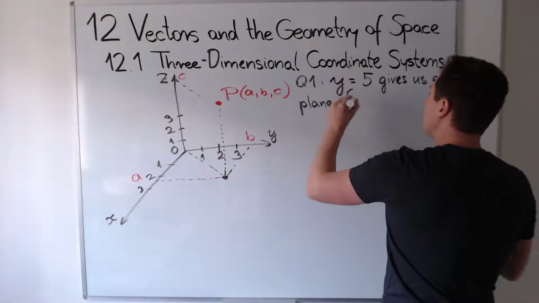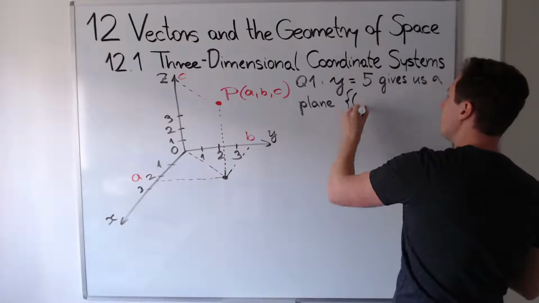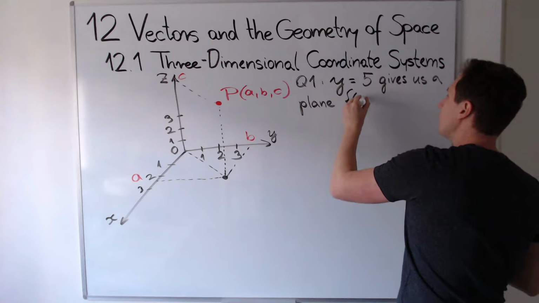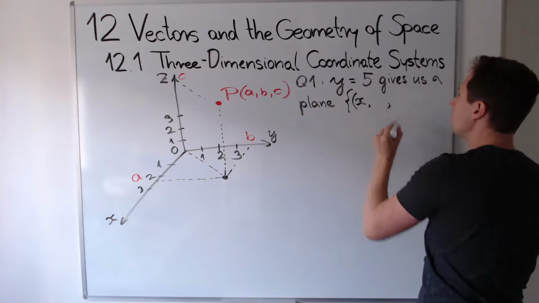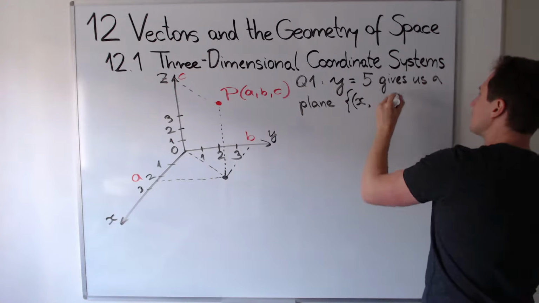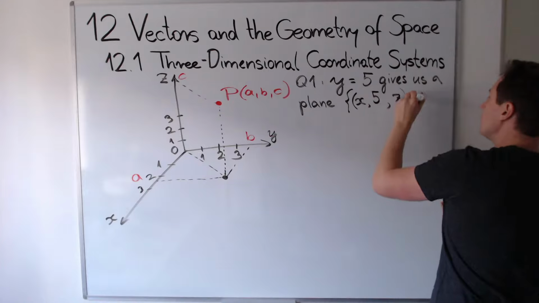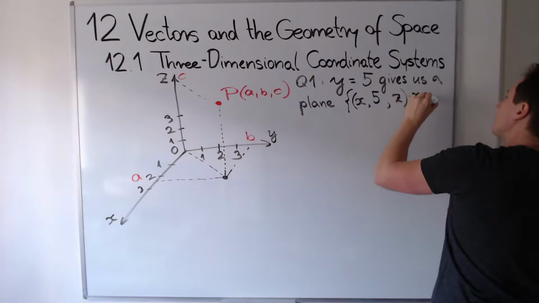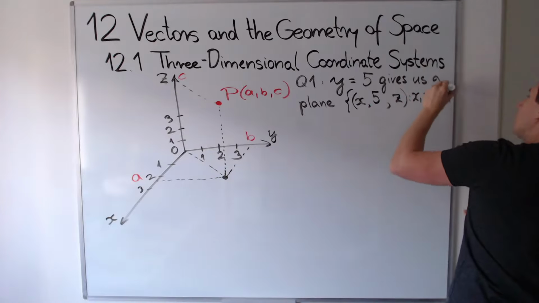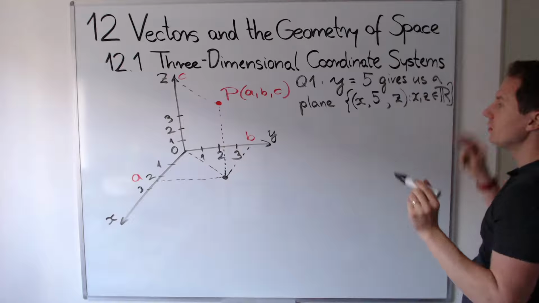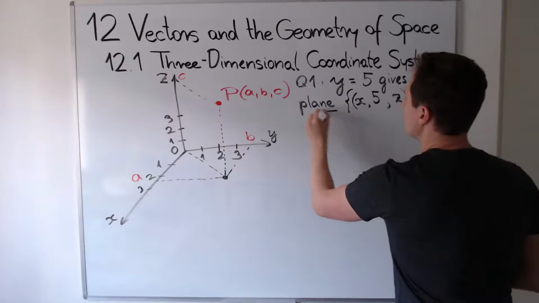Okay, so this condition that y should be equal to 5 leaves us with all the points whose coordinates are as follows. The x and z coordinates can be anything, and the y coordinate has to be equal to 5. So x and z can take any values from the set of real numbers. So this is a plane.